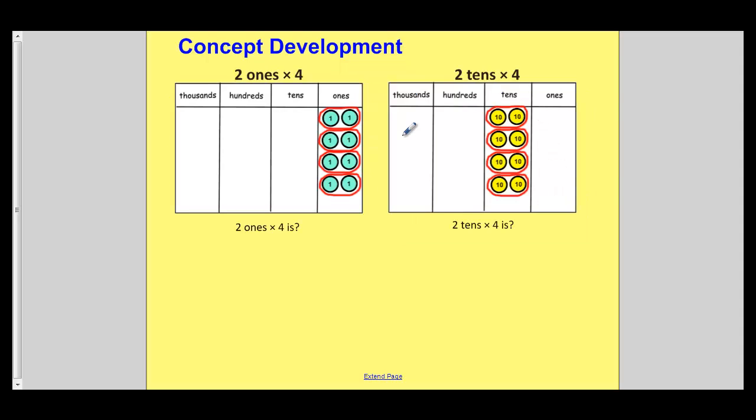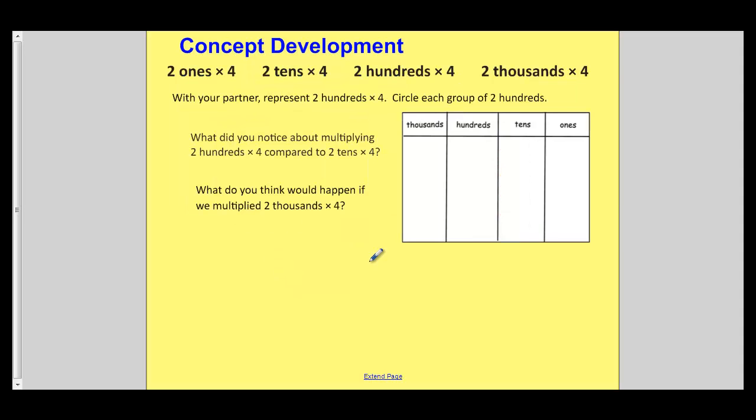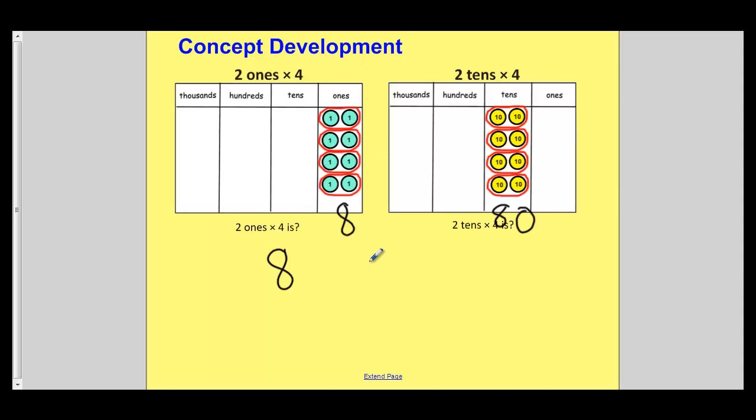All right, now, when we did 2 ones times 4, we got 2, 4, 6, 8. So on your place value chart at the bottom, I want you to put 8. And then we did 2 tens times 4, so that's 20, 40, 60, 80. Looking for patterns. What did you notice when you multiplied the ones and the tens? We both had an 8, right? But there was only one small change.